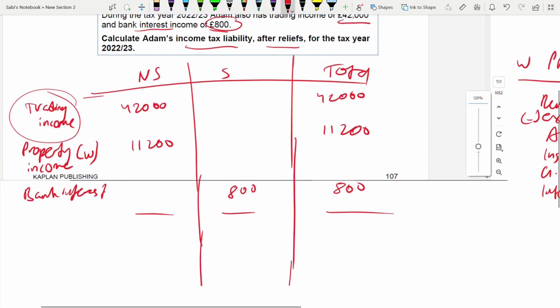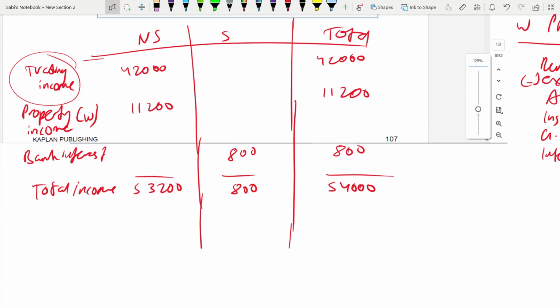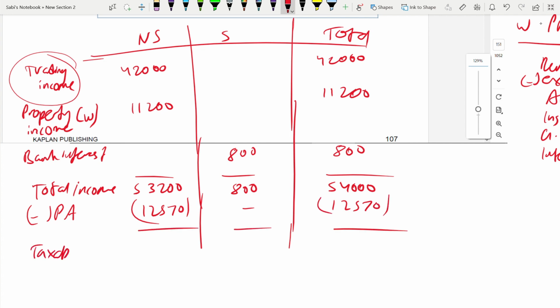So when you get like this, get the total income. Here is 53,200, 800, 54,000. What do you need to deduct? Personal allowance. Don't forget your previous lecture. We started our tax only with this. From where are you going to deduct first? Non-savings. So personal allowance, how much? 12,570. It's fixed this year. I hope you didn't forget, right? From total. Then what is the result? Taxable income. How much? 40,630, 800, 41,430. That's not enough.